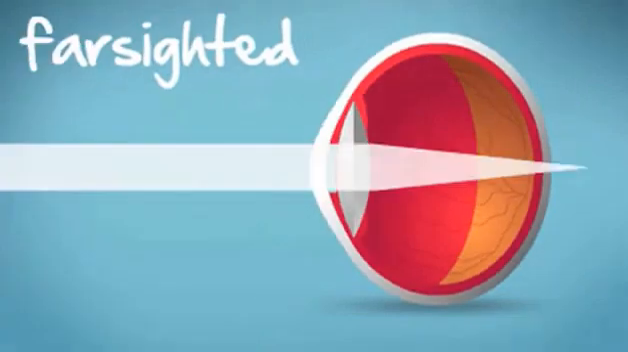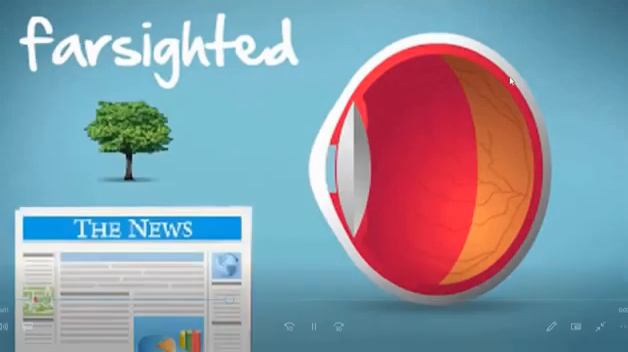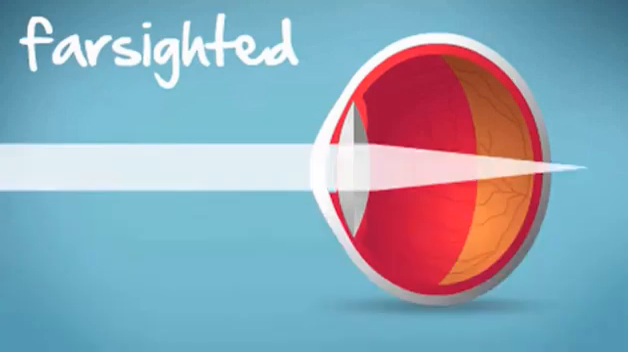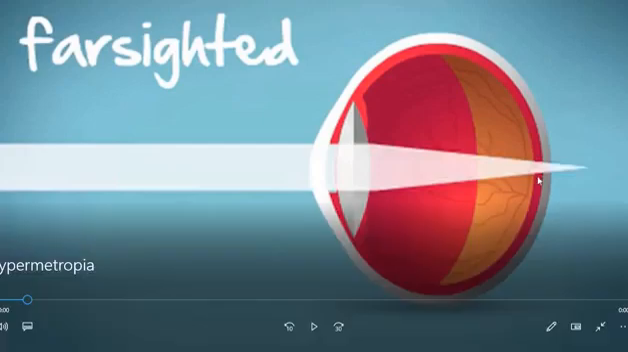The next eye defect is farsightedness. It is also called hypermetropia. In this case, the person can see the far object but not the near object. The reason for this farsightedness is formation of the image away from the retina. In this picture you can see here is the retina but the image is formed somewhere here, out of the retina.